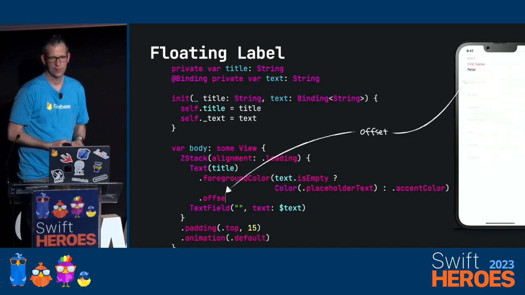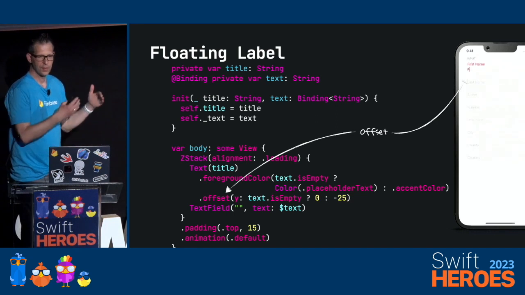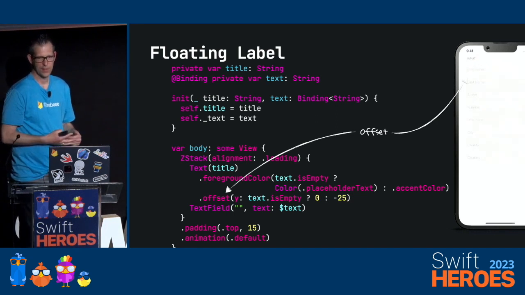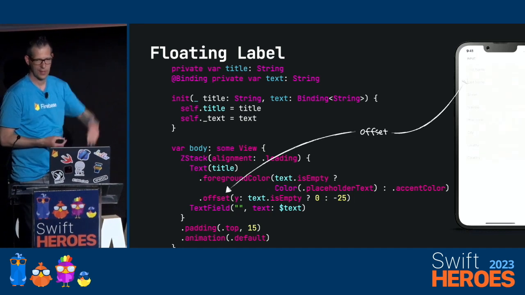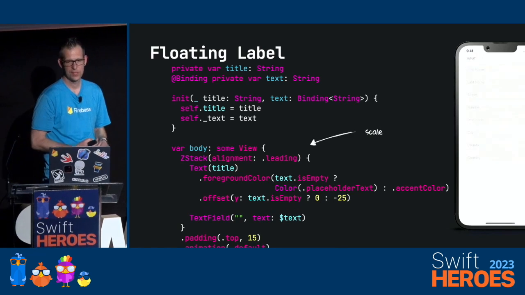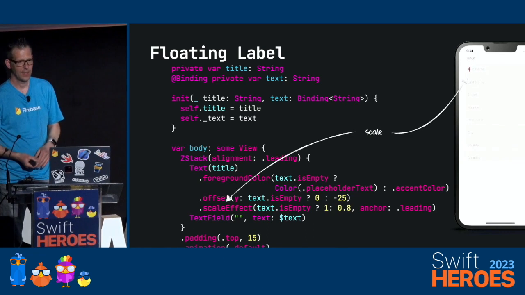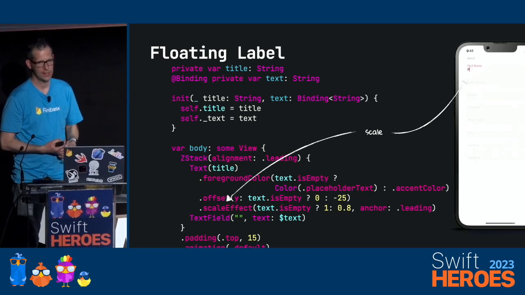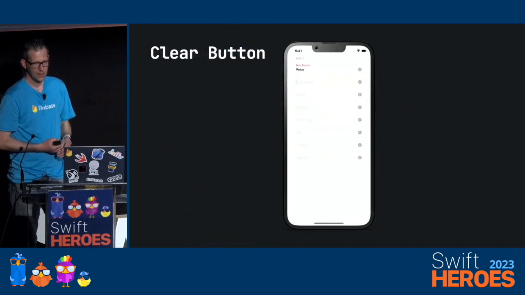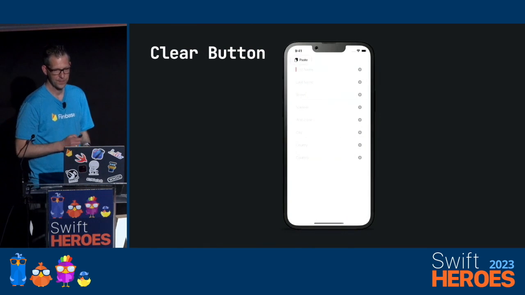So the first thing is to animate the offset. We will change the offset depending on if the text is empty or not, and that will make the label float up, but it's still too large, so we'll have to change the scale when it moves up. And also, that's going to be animated because everything that's in there is animated. Cool, so that's that. What about the clear button?